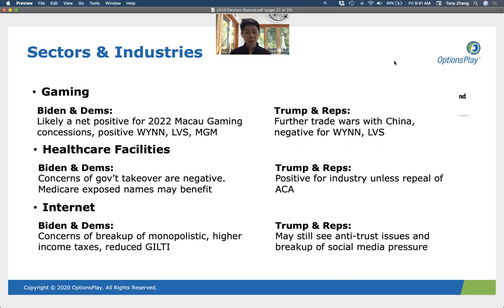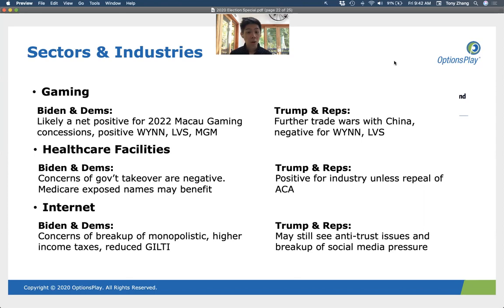When we look at the internet type companies, and we're talking about Facebook, Google, Amazon, these types of names, we are concerned about a breakup and some of the monopolistic rhetoric that we have seen out of the Democrats. Now, granted, much of that is actually bipartisan. It's not just Democrats. So we do see concerns here for both possible outcomes of the election for many of these internet companies, but on the Biden and Democratic side, we also see higher taxes as a concern. As we showed you before, that repatriation tax issue for tech companies is one of the largest impacts of tax rates for the technology companies.